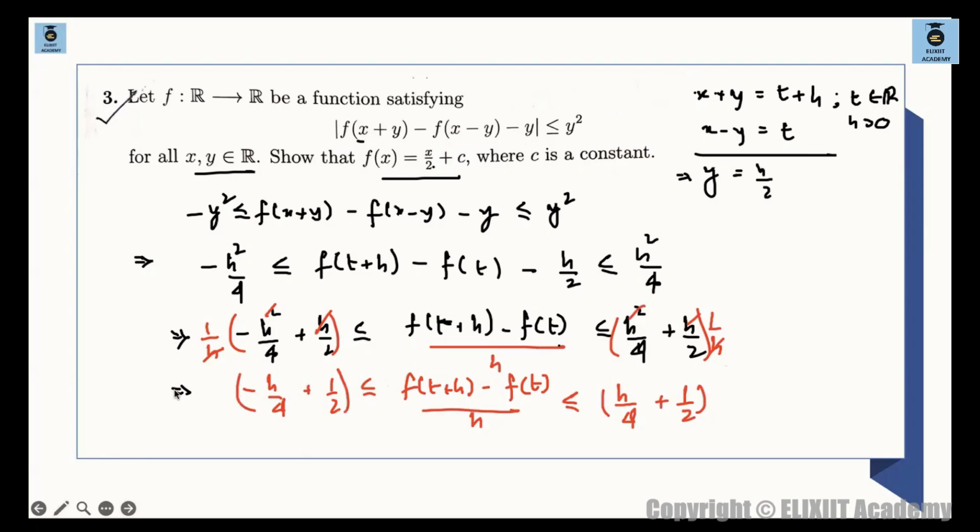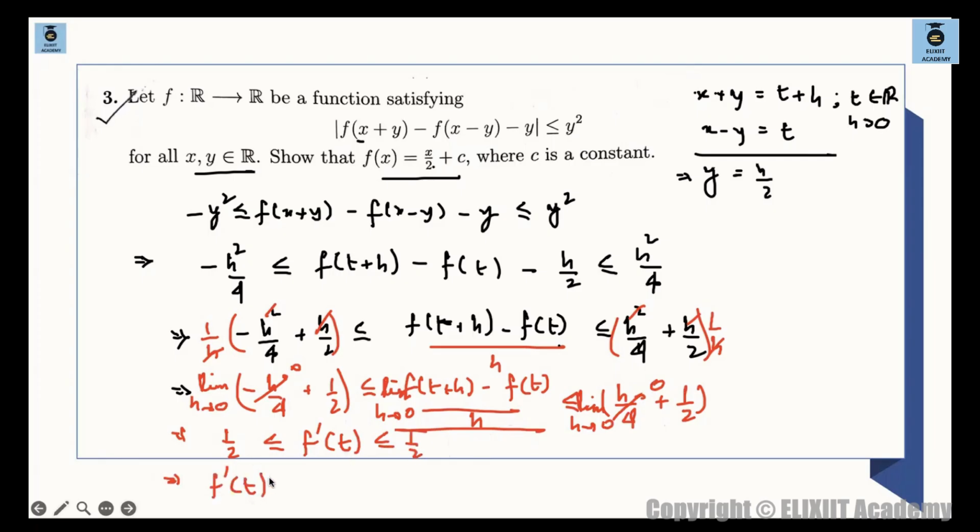So can we now just take h tends to 0 over here? Because h is the smallest quantity, we are taking limit h tends to 0 on all three sides. As h tends to 0, this quantity will become 0 and we are left with half over here, half less than or equal to. Similarly, this quantity is nothing but f dash of t less than or equal to. Similarly, this quantity will become 0 and you're left with half. So by sandwich theorem, we can say f dash of t is half.